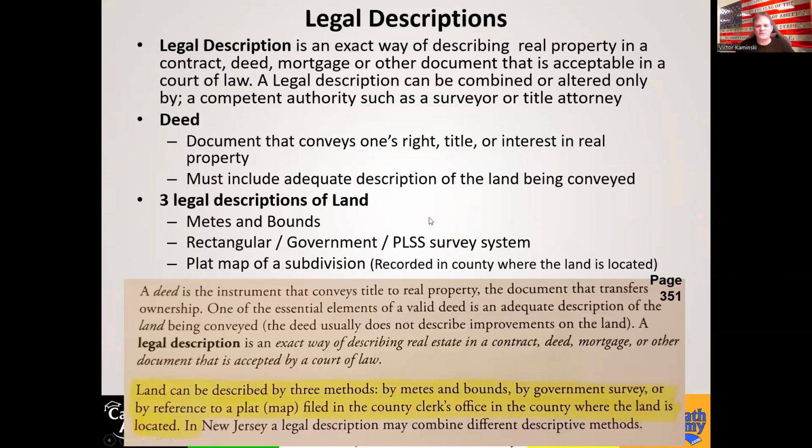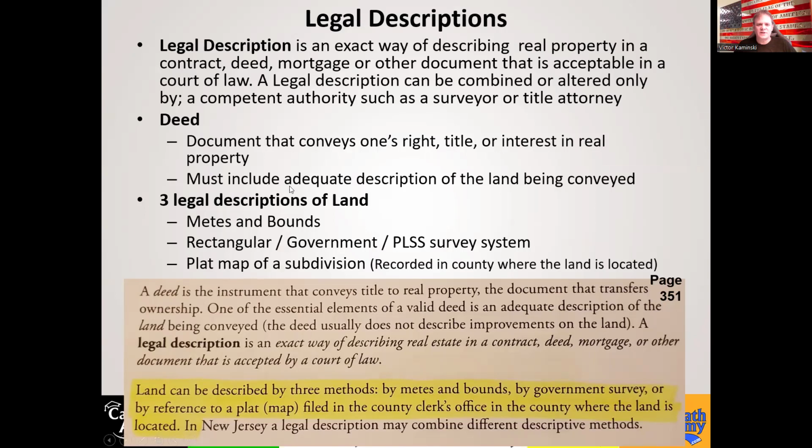What is a legal description of land? Well, it's a way of describing real property in a contract, deed, mortgage, or other document that's acceptable in a court of law. And a legal description can be combined or altered only by a competent title attorney or a surveyor. The deed is the document that's used to transfer the ownership of real property or one's rights, title, or partial ownership interest in real property.